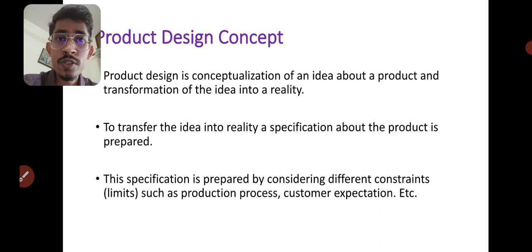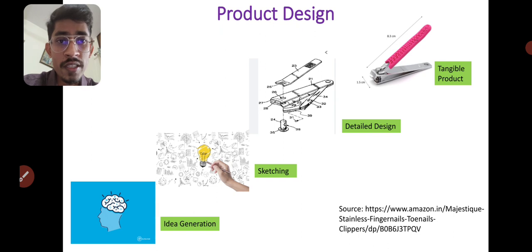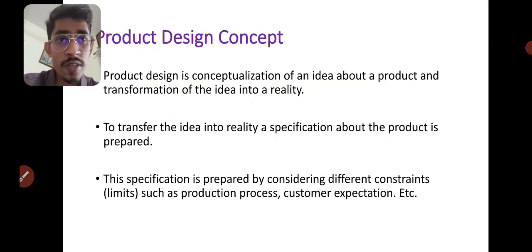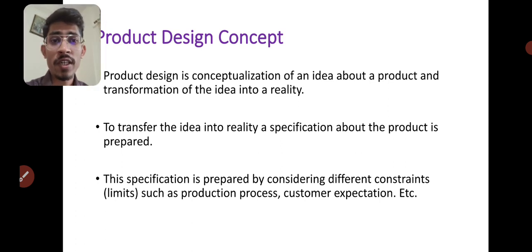Already we have gone through this product design concept, whatever I have listed here. This is all defining the idea generation, sketching, detailed design, and tangible product. So look at the product design concept. Product design is the conceptualization of an idea about a product and transforming that idea into a reality. Already I have told you that concept, idea into reality, transforming into the tangible product, that is simply product design. You are already defining product design.